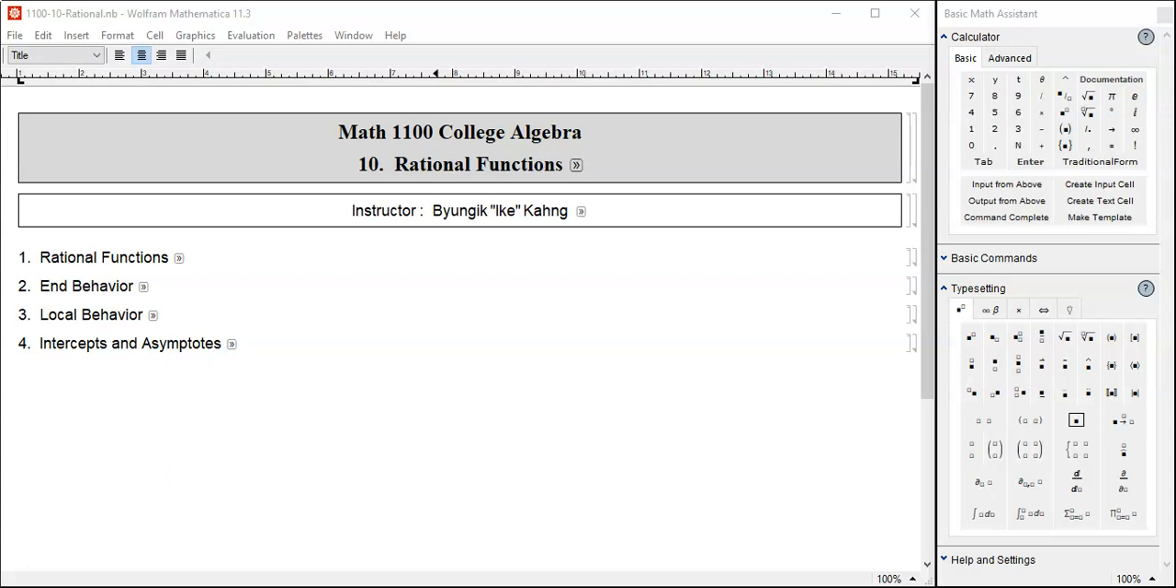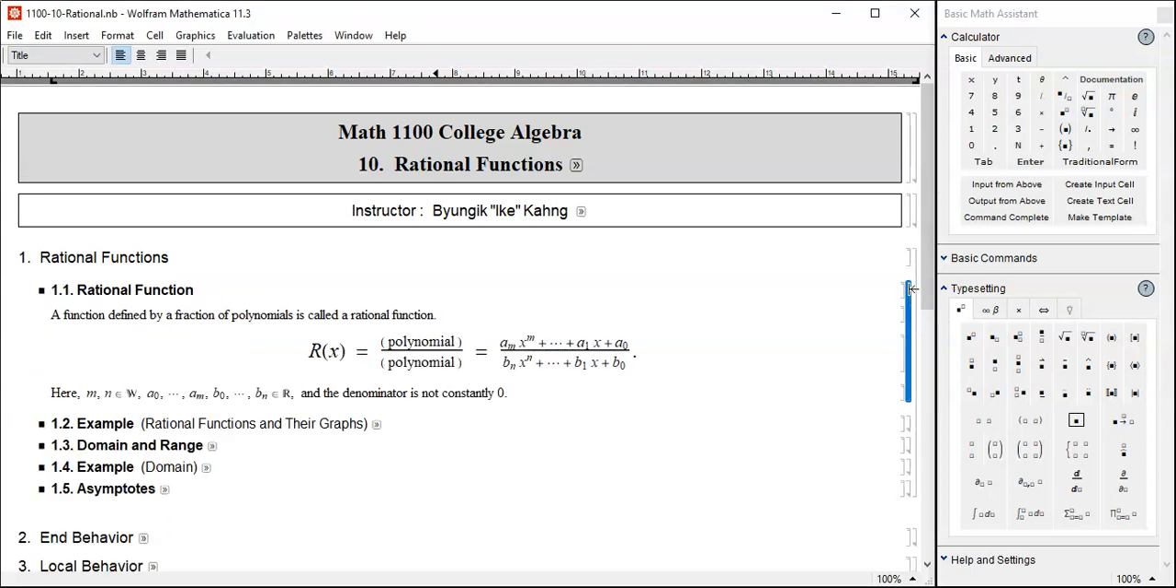Hello Math 1100 students. Let's begin Module 10, Rational Functions. A rational function is a function defined as a polynomial over polynomial, like this.